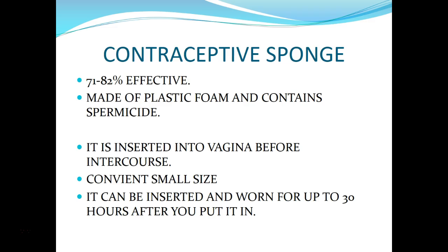So what about the contraceptive sponge? This is a thing, and it's not very effective, 71 to 82%. It's made of a plastic foam, and it contains spermicide in it. It's inserted into the vagina before intercourse. It's convenient, they say, because it's in a small size. Doesn't seem convenient to me. But it can be inserted and worn for up to 30 hours after you put it in. I guess maybe that's why it's convenient, because you can wear it for a while just in case.